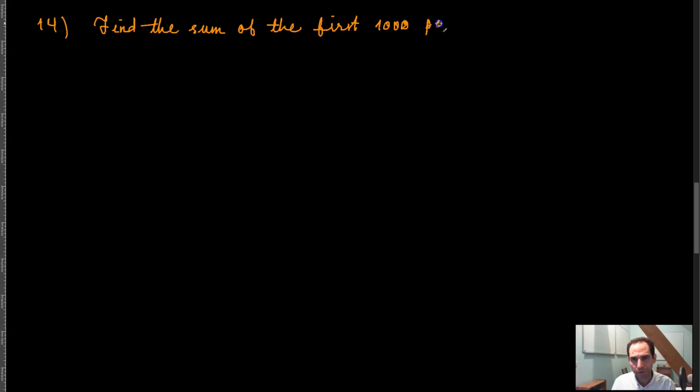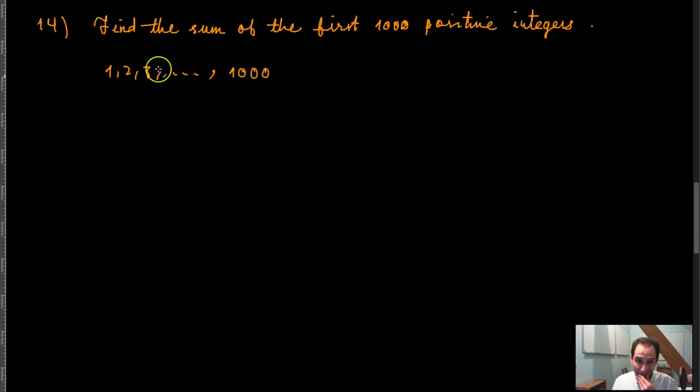Okay, so the next question that we have is example number 14. It has two parts. You want to find the sum of the first 1,000 positive integers. So you can imagine that you have basically 1, 2, 3 all the way up to 1,000.